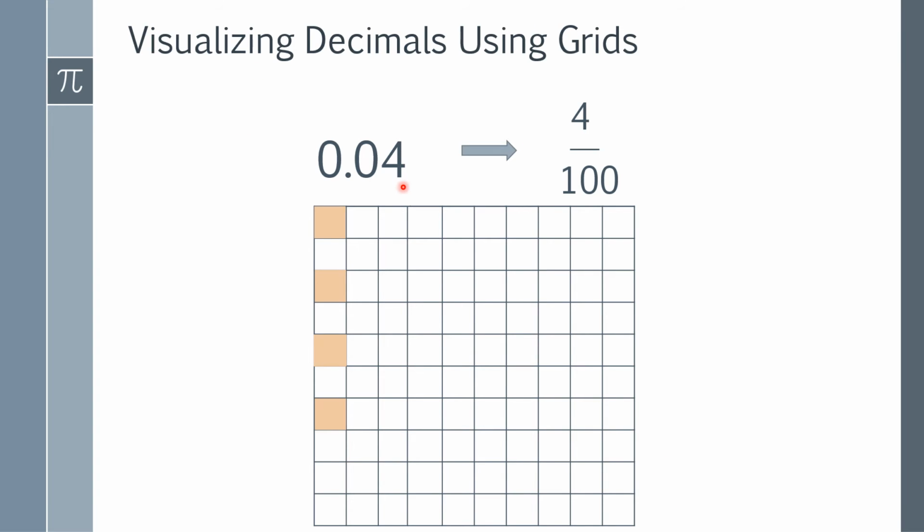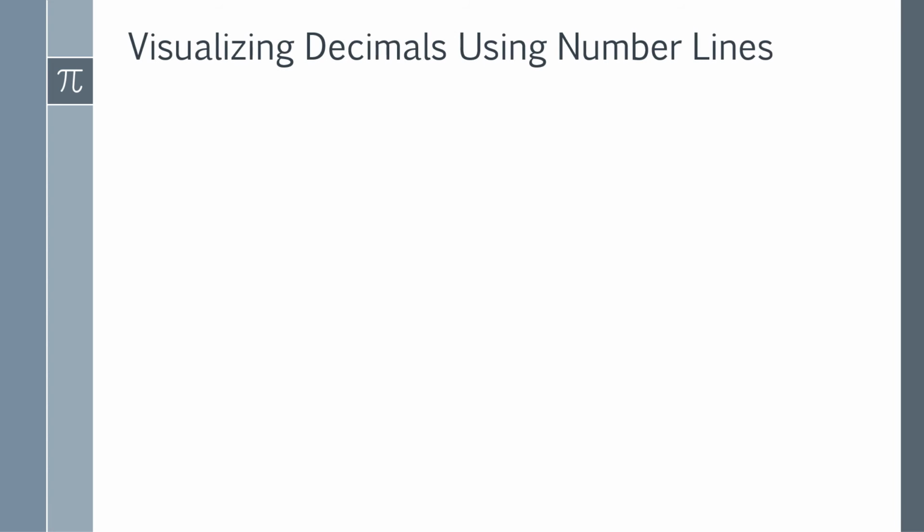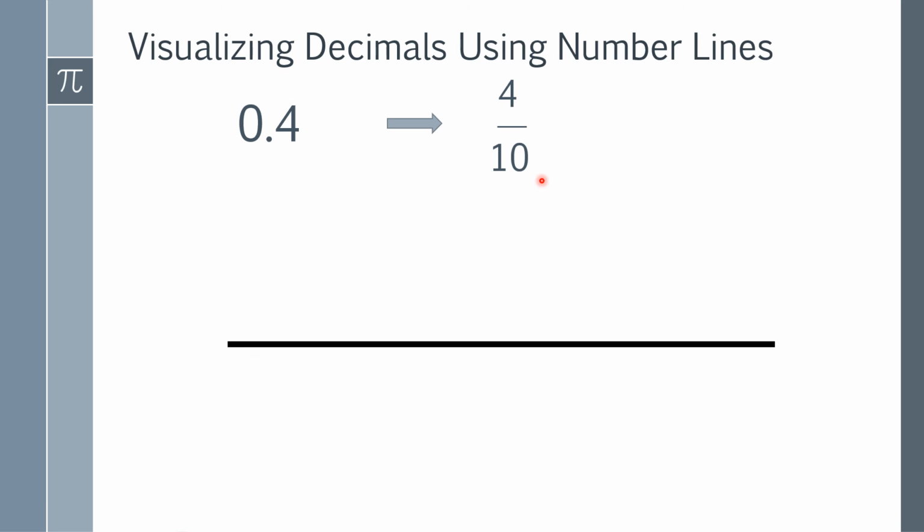ng 4 hundredths. So ngayon naman, gawin natin ang visualizing decimals using number lines. So let's say we have 4/10 or 0.4. So first is write it into fraction form. So we have 4 over 10. Kaya siya over 10 kasi ang place value ng 4 ay tenths. Now let's draw a number line and divide it into 10.